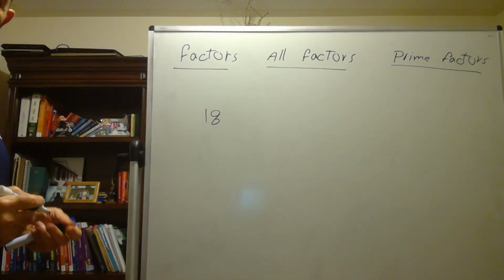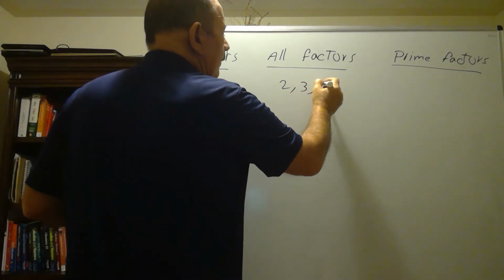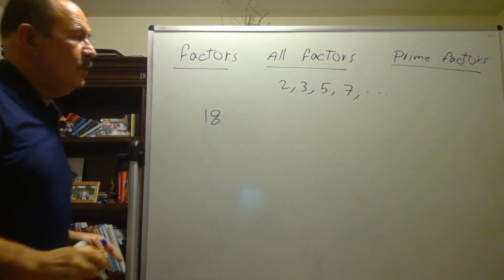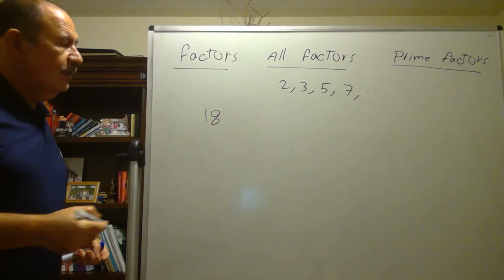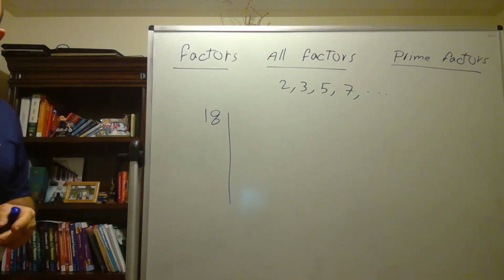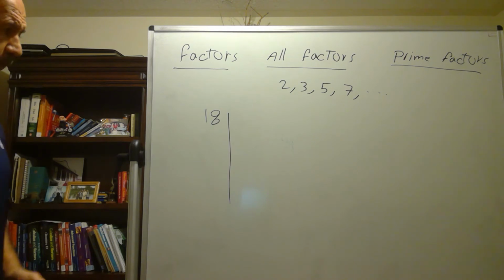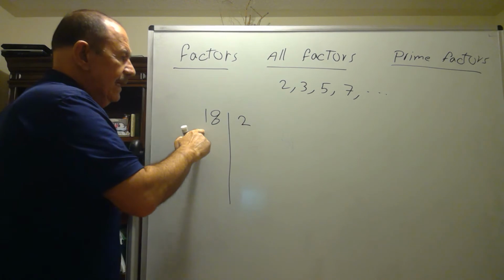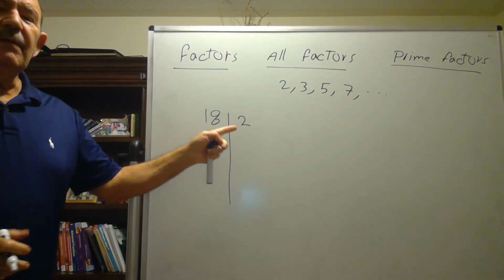When we are looking for the prime factors of a number, always start with the smallest prime number, which is 2. So 18 is an even number, so it's divisible by 2. We have different ways of writing this. I'm using this method, but I'm going to explain the other method as well. 18 divided by 2 is 9. 9 is not divisible by 2 anymore.